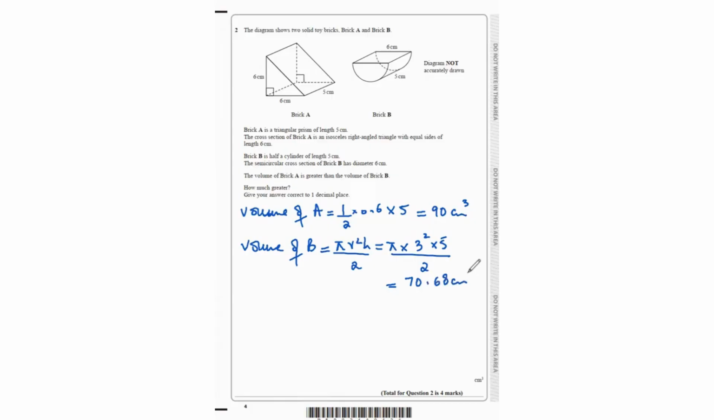70.68 centimeter cube. They said that the volume of brick A is greater than the volume of brick B. How much greater? So the difference of the two volumes. That's going to be 90 minus 70.68, which gives us 19.32 centimeter cube. They want the answer correct to one decimal place. That's 19.3. Simple as that.